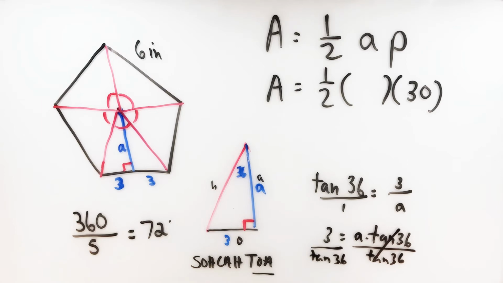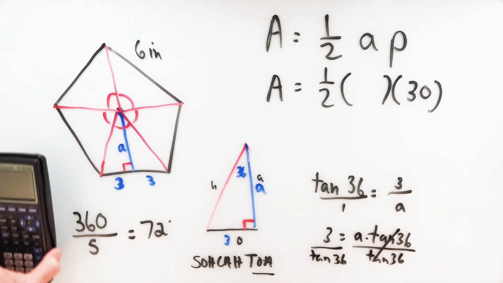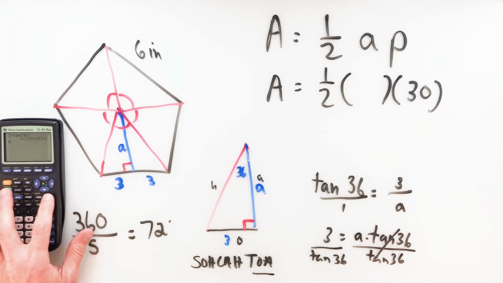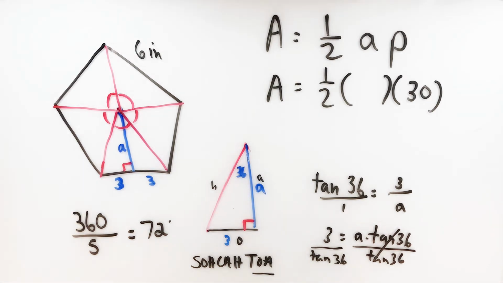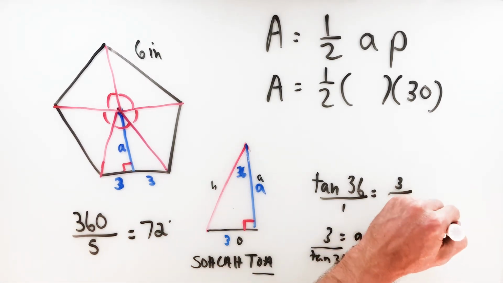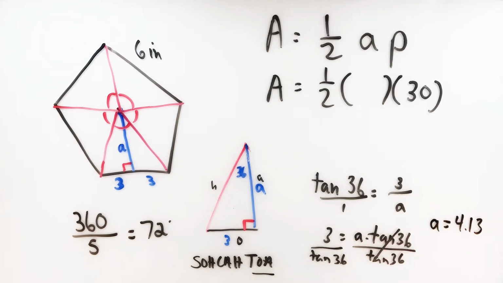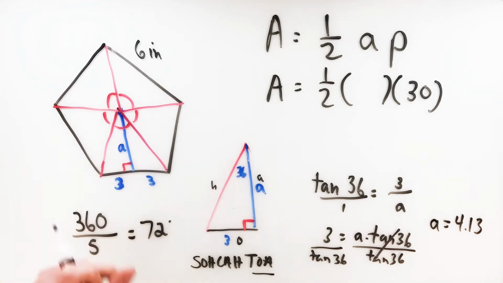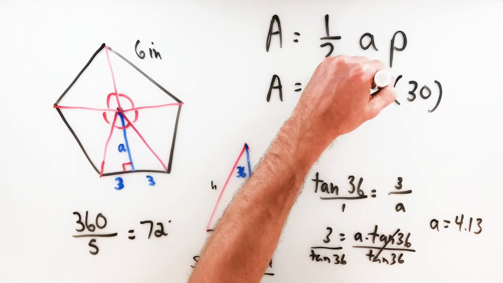So I'll find my calculator here. Make sure I'm on. So I've got 3 divided by tangent of 36 degrees. And it looks like we got about 4.13. So my apothem there is 4.13. That's that distance right there. Looking at my picture, this side is 3, that's the shorter leg, and the longer leg is 4.13, so that makes sense. And I'm going to put that right here, 4.13.